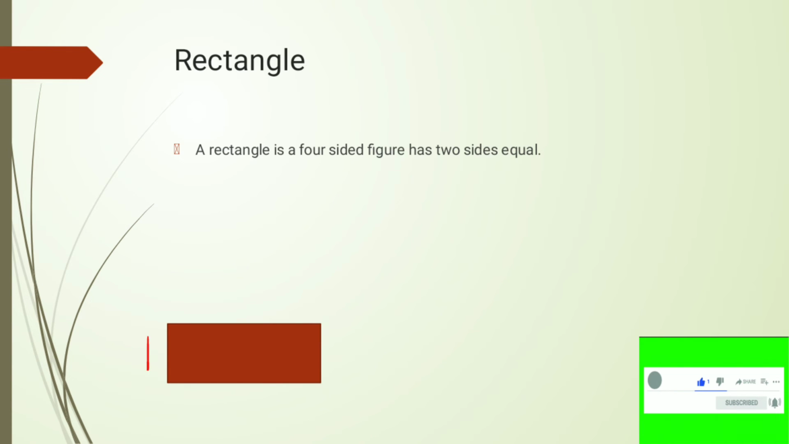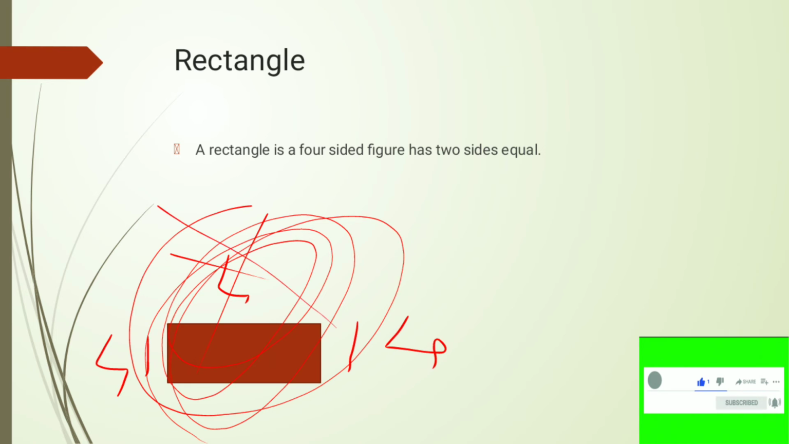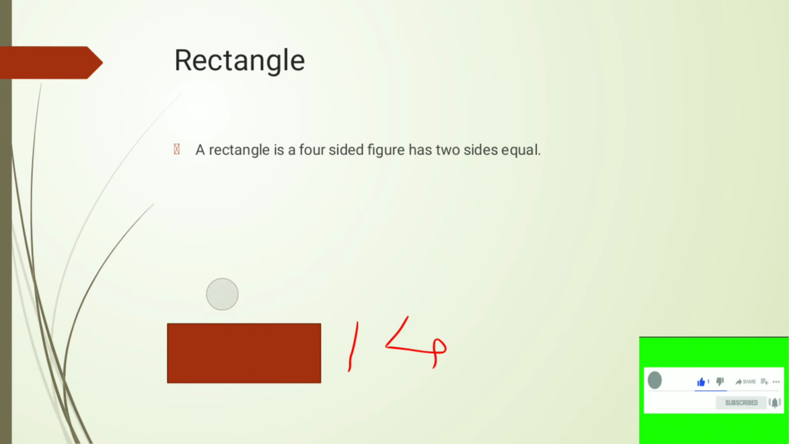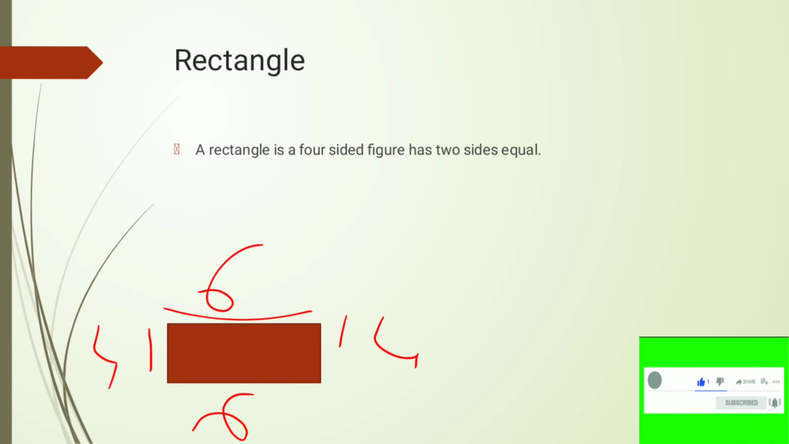This means these sides are 4 centimeters, and unlike the square, this will not be 4 centimeters, because that would be wrong. Then this would be a square, not a rectangle. So as I said, here will be 4 and here 4, and here I assume 6 centimeters and here also 6 centimeters. So this is how opposite sides are equal.